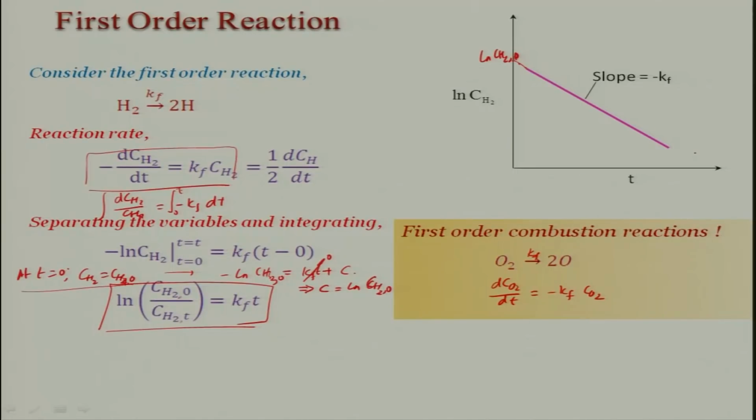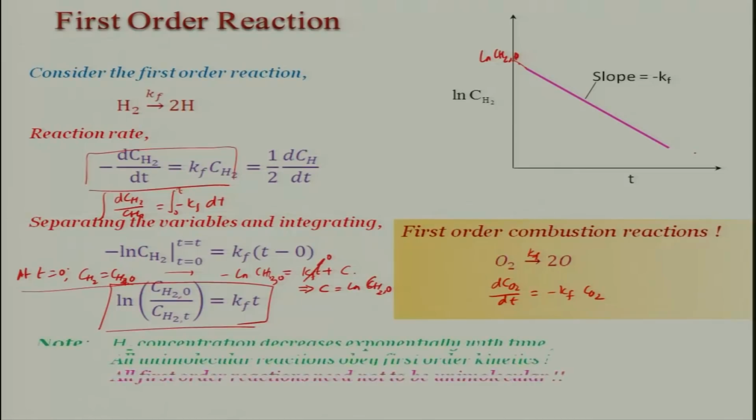So, you can find out very easily how the hydrogen concentration is changing with respect to time if it is a first order reaction. Keep in mind that in this case the hydrogen concentration decreases exponentially with time. Of course, this is plotted in ln, but if I plot C_H2, it will be very clear, it will be exponentially changing or decreasing with time.